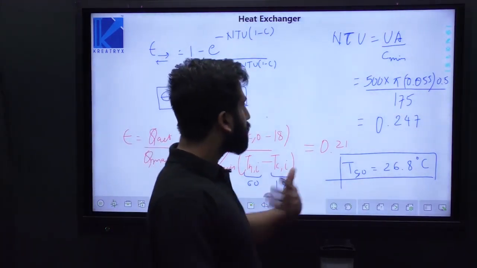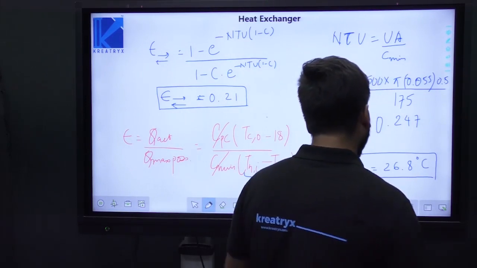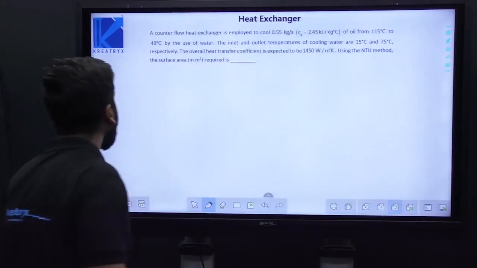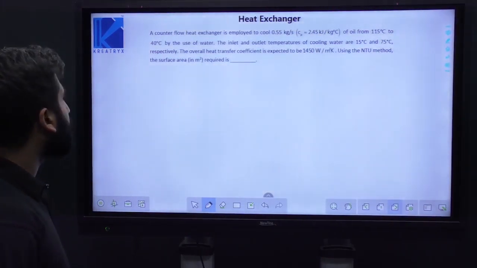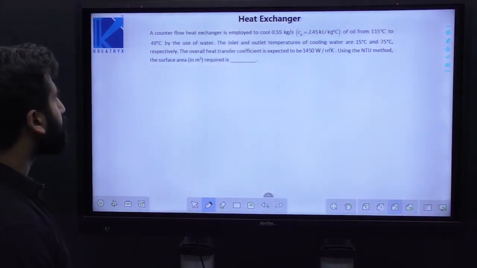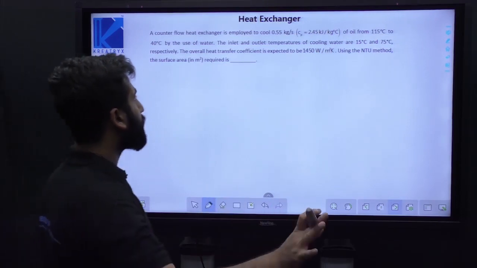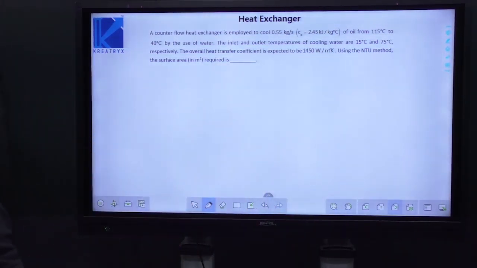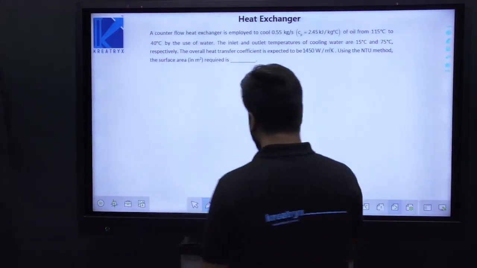So we are moving towards some good questions. A counterflow heat exchanger is employed to cool 0.55 kilogram per second. Cp is given, mass flow rate is given, of oil from 115 degrees Celsius to 40 degrees Celsius by the use of water. Okay, some data is given.